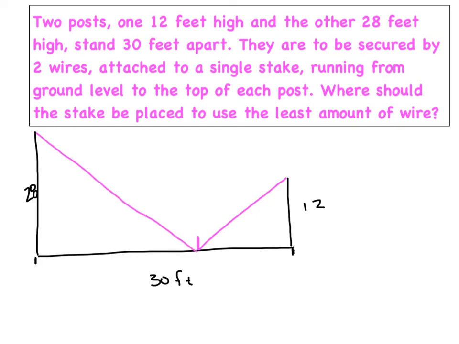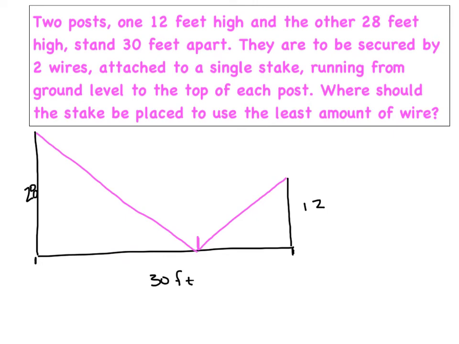And what I'm trying to do is figure out where exactly I should put that stake in an effort to minimize the amount of wire used. Should I put it closer to the 12-foot post, or should I slide it over to the left? Should I shimmy it this way a little bit and get it closer to the 28-foot post? Or should I just put it smack dab in the middle at 15 feet apart from each post? That's the million-dollar question.